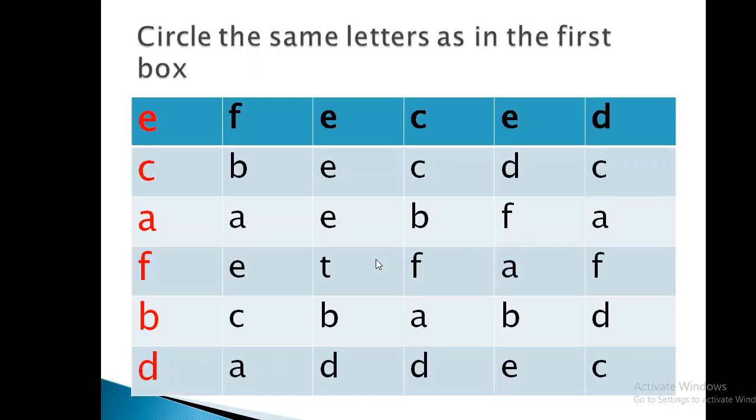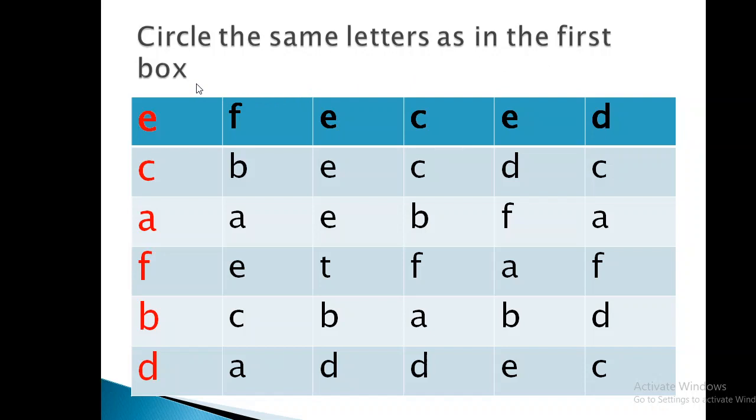Okay, let's continue. Now, we are going to do this activity together in the class. It's not a homework. You're not going to do it alone. We are going to do it together in the class. Okay, let's start. The instruction says, circle the same letters as in the first box.